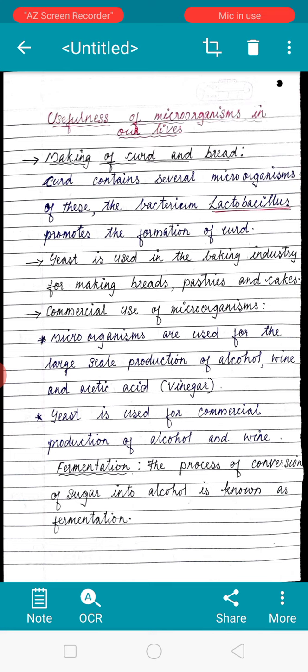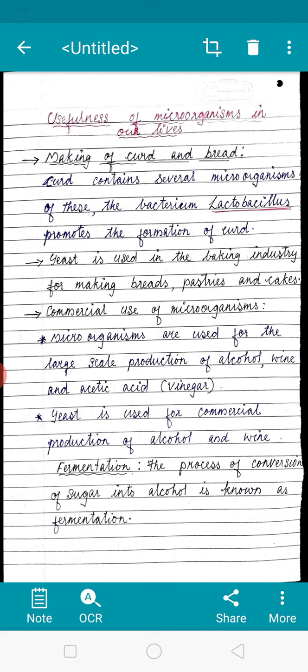Now we can see the commercial use of microorganisms. Microorganisms are used for the large-scale production of alcohol, wine and acetic acid or vinegar. So the common name of acetic acid is vinegar. And yeast is used for the commercial production of alcohol and wine.